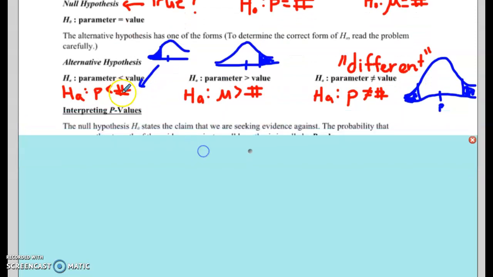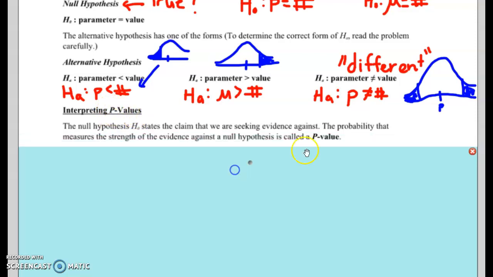And then they have a special name. These probabilities are called a p-value, P for probability. So we're looking for the probability that we're going against the null hypothesis. This is the probability of the alternative happening, so to speak. Or what is this area in these tails? Okay, so these blue shaded areas are all p-values.